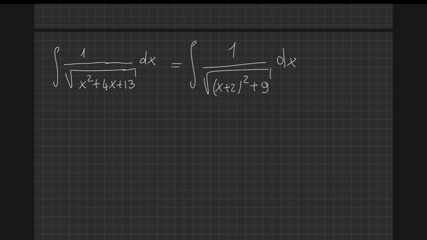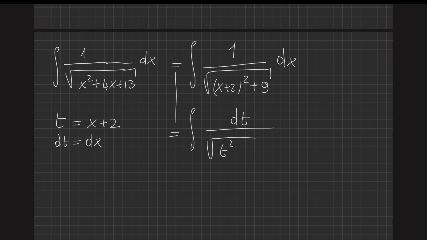Now I suggest you do this substitution. You put t equal to x plus 2. You compute the differential, so you have dt equal to dx. So you can rewrite your integral as the integral of dt, because dx is equal to dt now, divided by the square root of t squared plus 9. So now we are back to a situation that we already encountered.